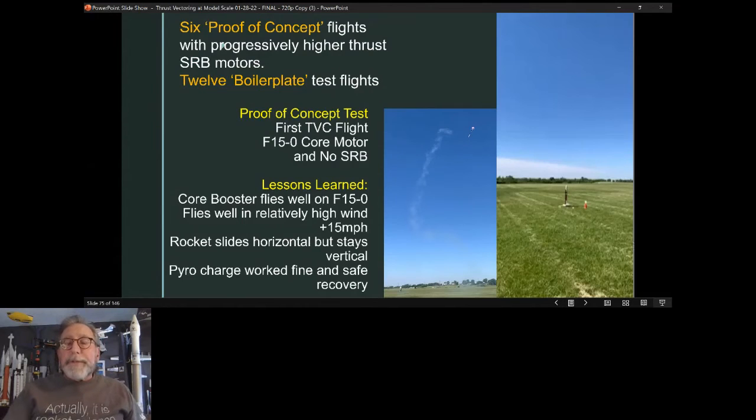So this is the first test flight. It's only the core booster, and everything worked fine. It was relatively windy and it flew okay.